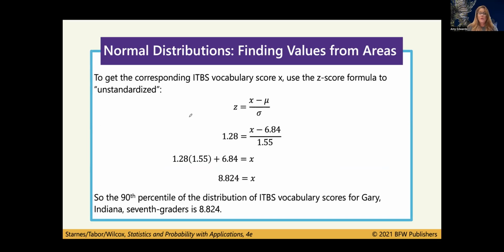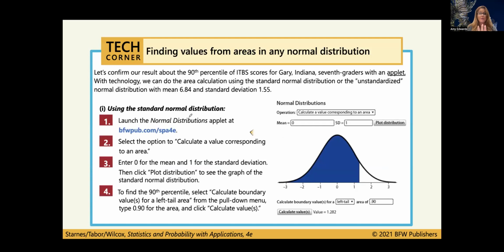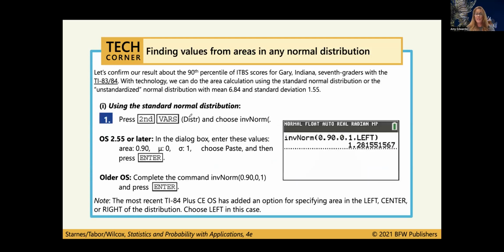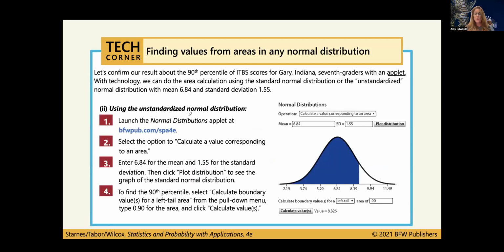So here's how we're going to do it. I'm skipping this one too. This is using z-scores, standardized. We're going straight to here. So you're going to go to StatMedic. And when you get to this drop-down menu, we have been doing find the area that corresponds to a value. We want to do the second one in this drop-down menu. We want to find what that value is that corresponds to the area of 0.90.